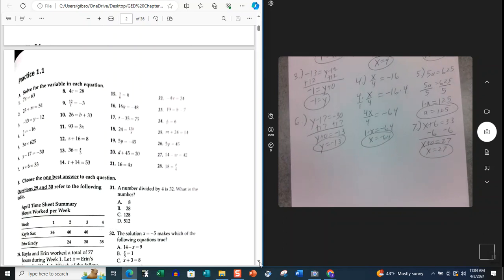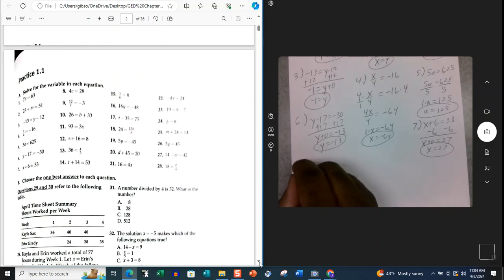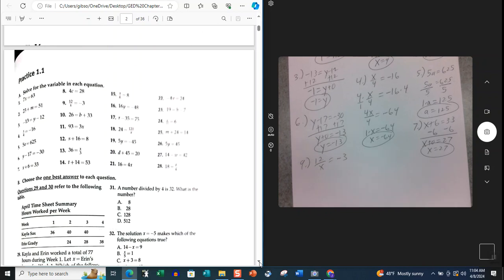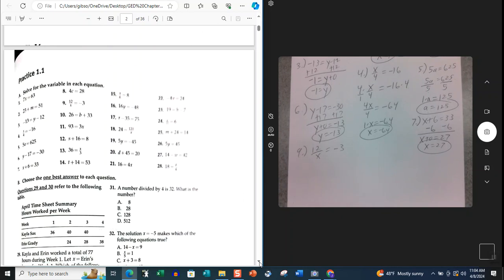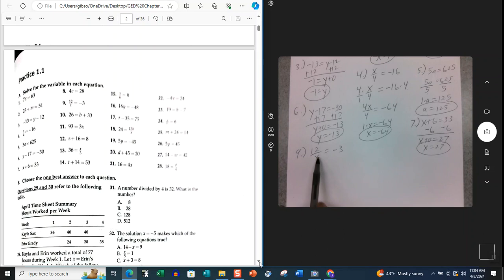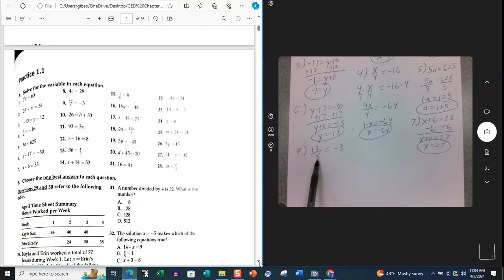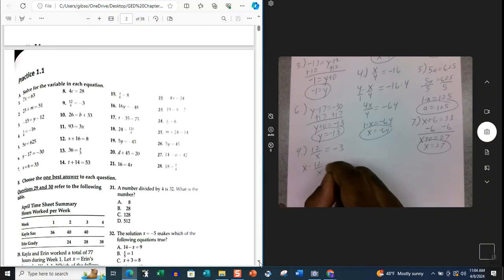Now, I'm going to skip to problem number 9. This time we have 12 over x equals negative 3. Now, we know we want to get x by itself. But first thing, we have x in our denominator. It's not so easy to get rid of an x in the denominator. But this is what we'll do. To get rid of this x out of the denominator, since it's divided by x, we're going to multiply each side by x.